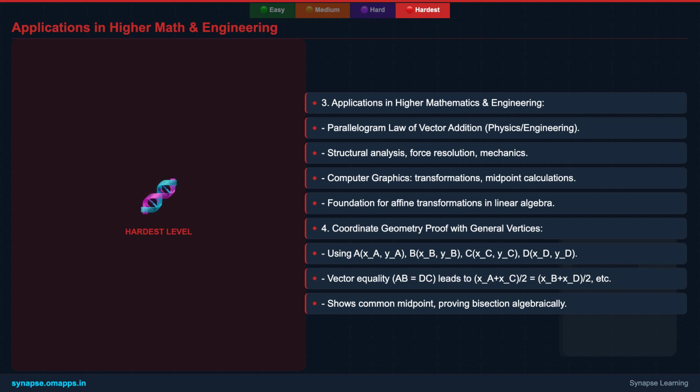The coordinate geometry proof, using general variables instead of specific numbers, demonstrates the property's robustness and universality, forming a basis for more abstract concepts in linear algebra and affine geometry.